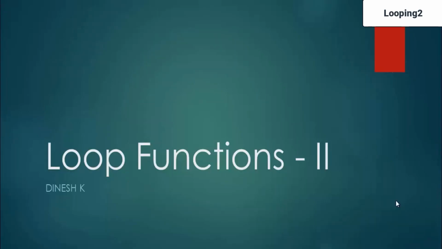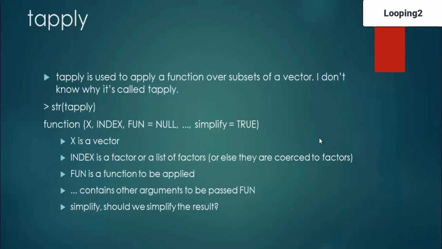Now we'll see part 2 of loop functions, where in part 1 we saw sapply, lapply, and apply. In loop functions part 2 we'll see some more of the apply functions. Here we have a function called tapply. So what does tapply basically do? tapply is used to apply a function over subsets of a vector.